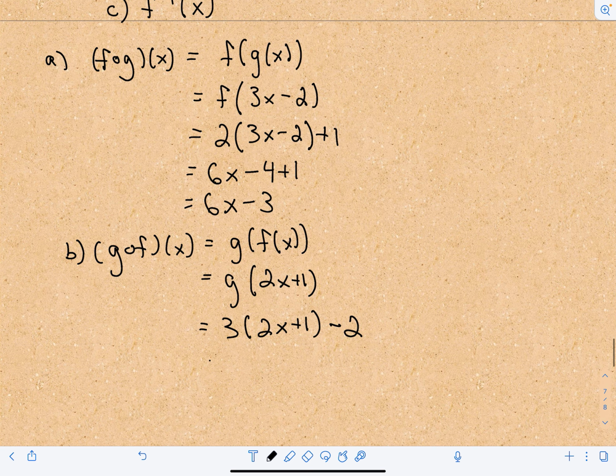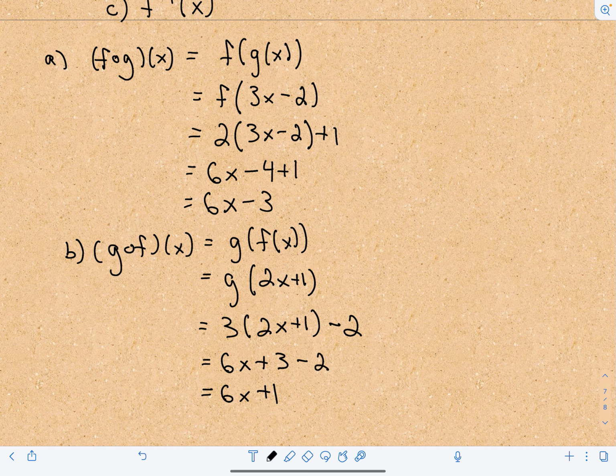Okay, so not too bad here. 3 multiplied by 2x is going to be 6x. We've got to distribute here. 3 multiplied by positive 1 will be positive 3. We've got our negative 2 left over. So hey, we're going to be left with 6x plus 1.